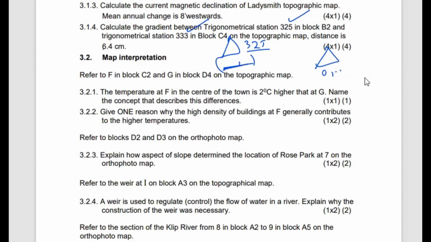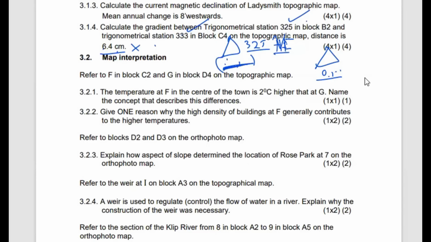Then the horizontal equivalence is already given for you. You multiply it by the map scale to convert this distance to meters. Because your height will be in meters, whatever height you are going to figure out from the trig station indicated there will be in meters. So you subtract the smaller from the bigger one, horizontal equivalence is given, you get your vertical interval. The vertical interval is the difference between the heights of the two stations.